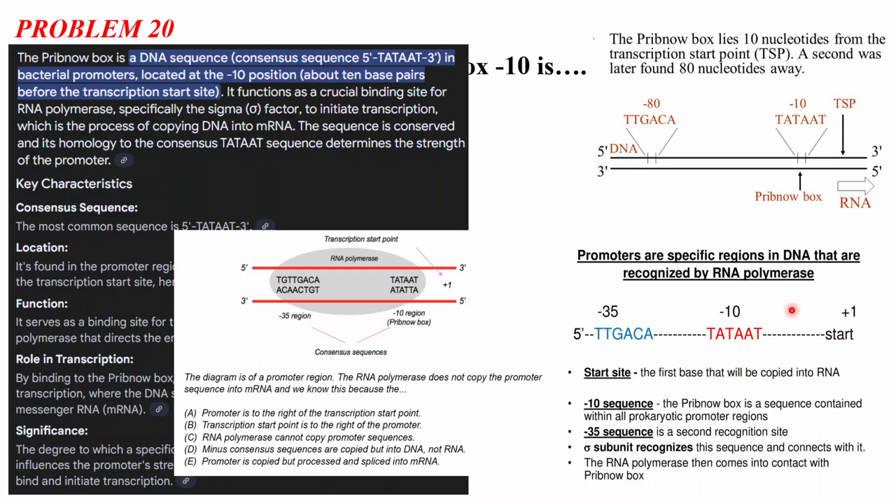The -10 sequence is the Pribnow box sequence, contained within all prokaryotic promoter regions, and at -35 we also have a 5' TTGACA 3' sequence, which is the second recognition site. The alpha subunit recognizes this sequence and connects with it. The RNA polymerase then comes and connects with the Pribnow box. Okay. So this was the last question of today's session.